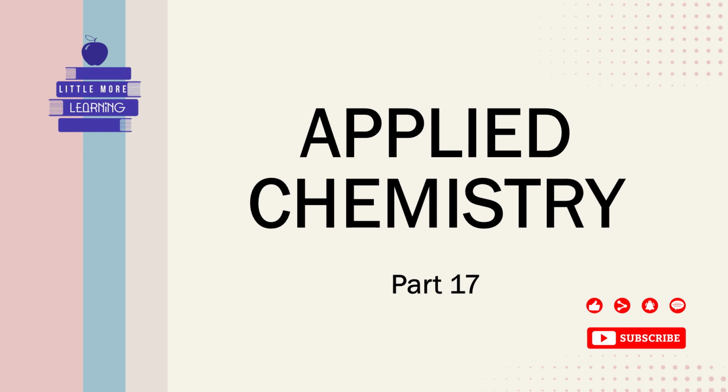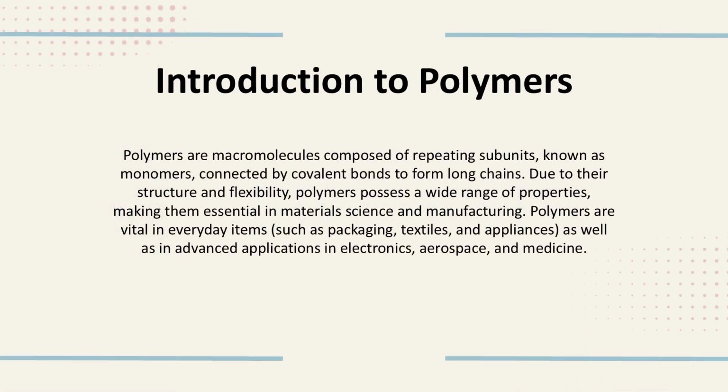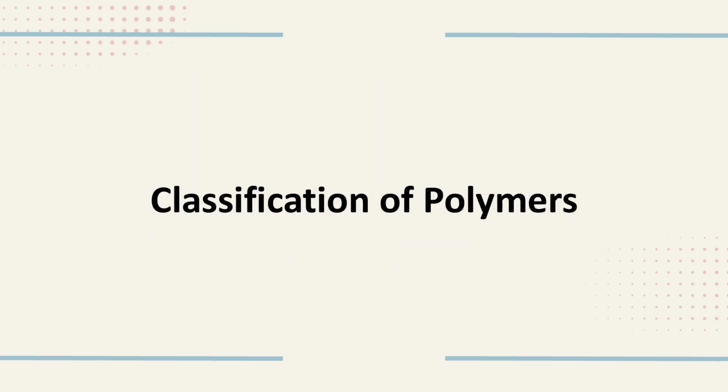Welcome to Part 17 of Applied Chemistry, where we'll explore polymers. Polymers are macromolecules composed of repeating units, known as monomers, linked by covalent bonds to form long chains. Due to their versatile properties, polymers are found in a wide range of applications, from packaging materials to advanced technologies in electronics and medicine. We can classify polymers based on different criteria, including source, structure, and the mechanism of polymerization. These classifications help us understand how polymers behave and determine their best applications.